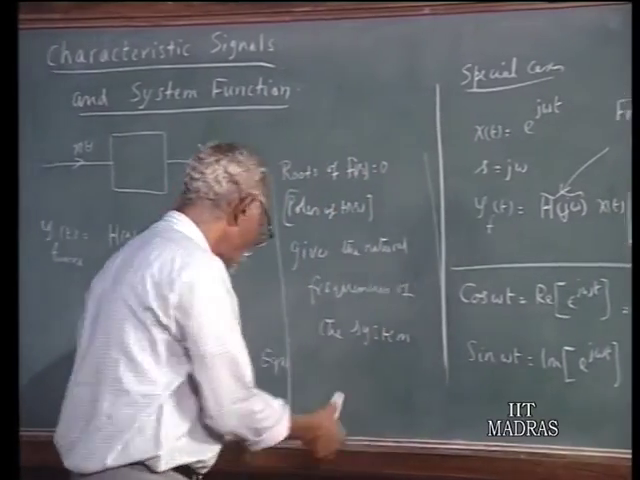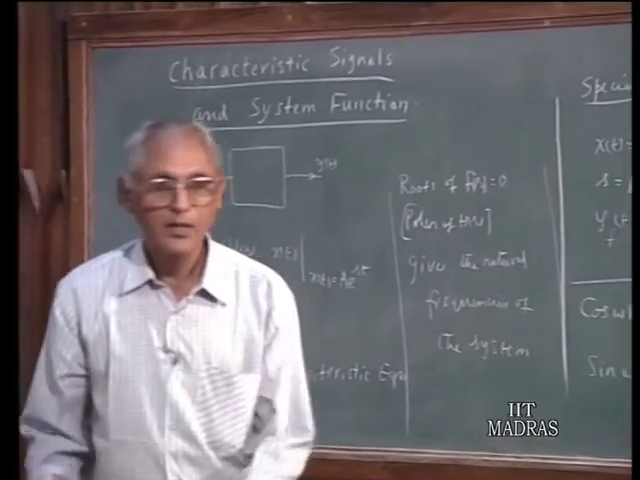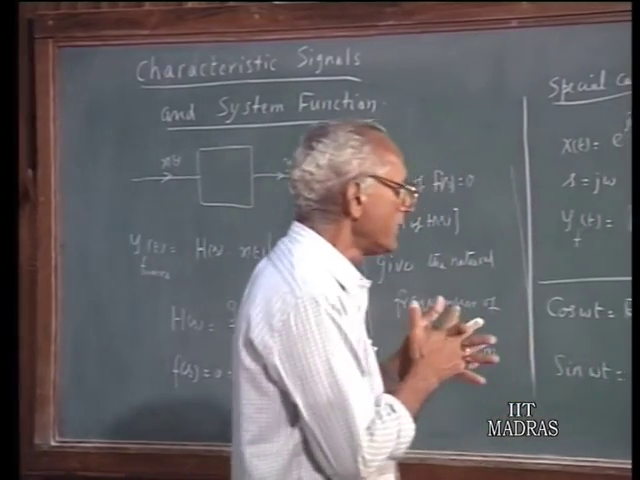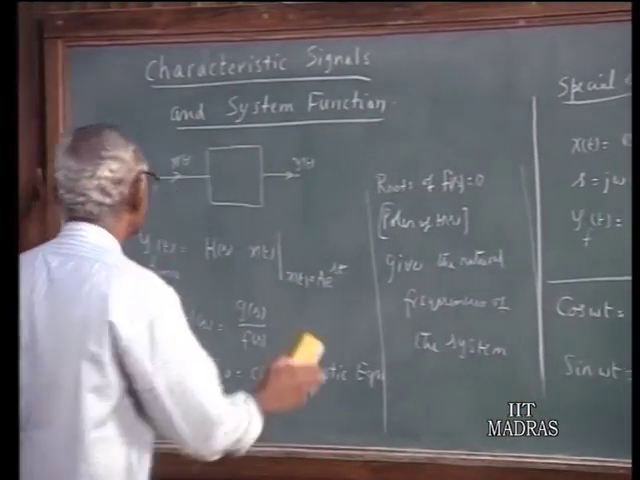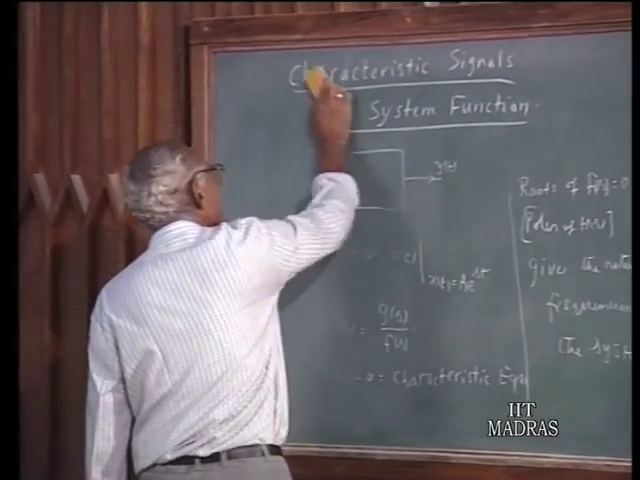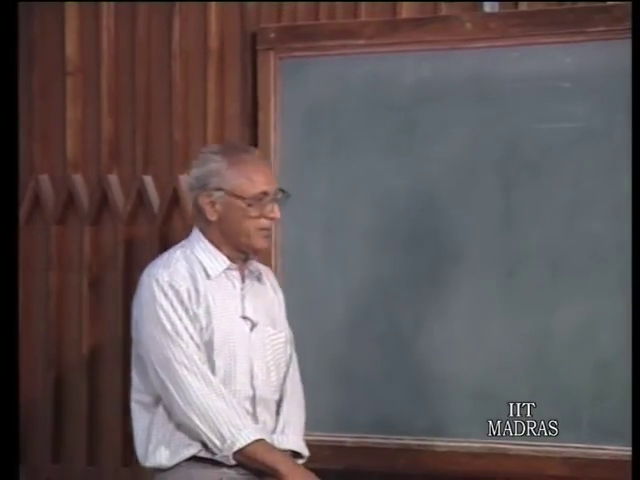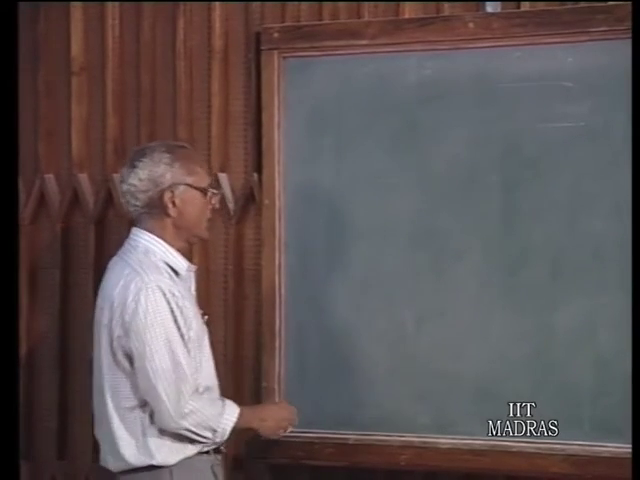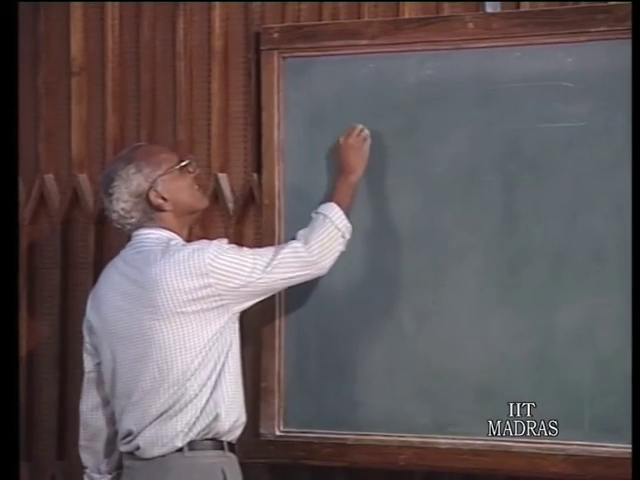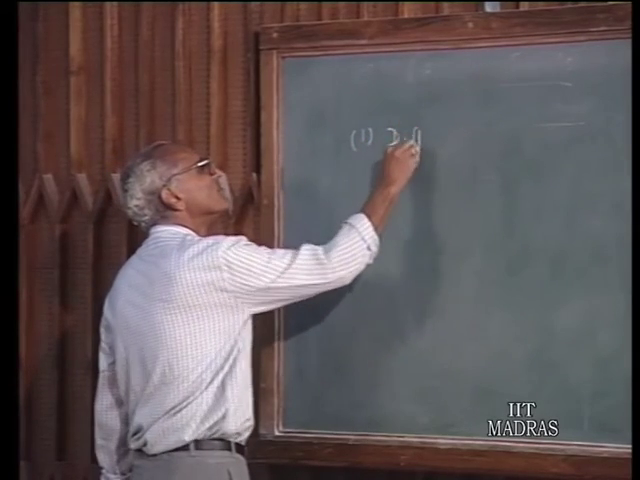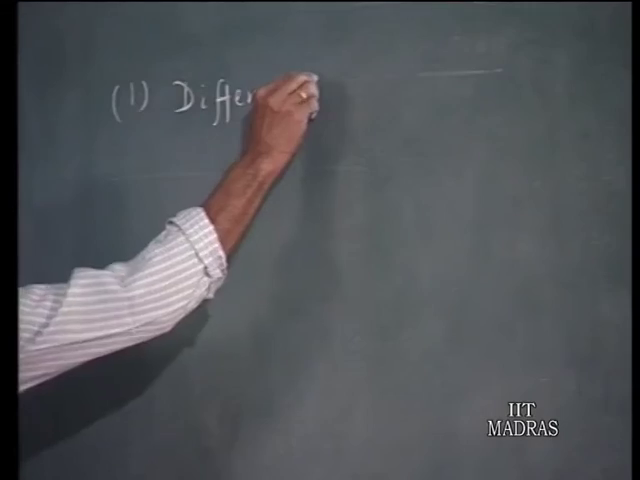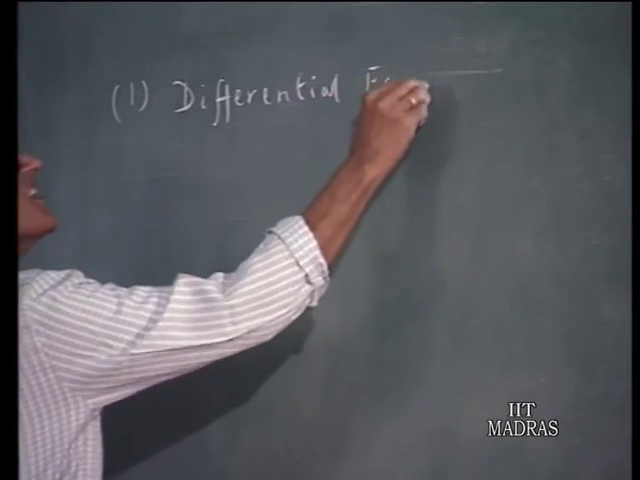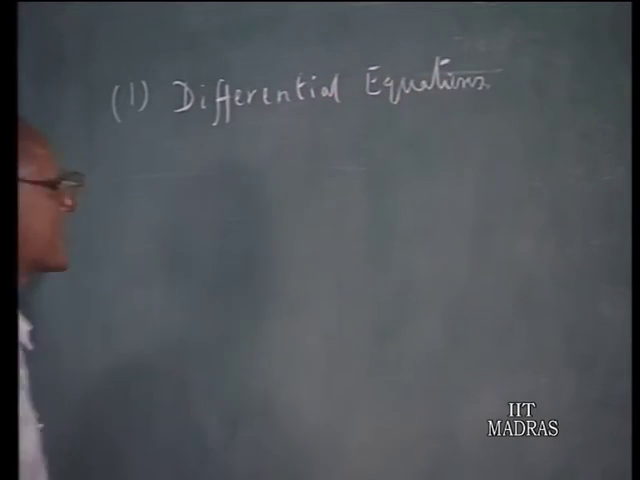So far we have talked about three different ways of characterizing a linear system. What are the different ways? Let us see what they are, and recapitulate. One is the differential equations. Solution of the differential equations will give us the transient solution. We saw the difficulties associated with this.